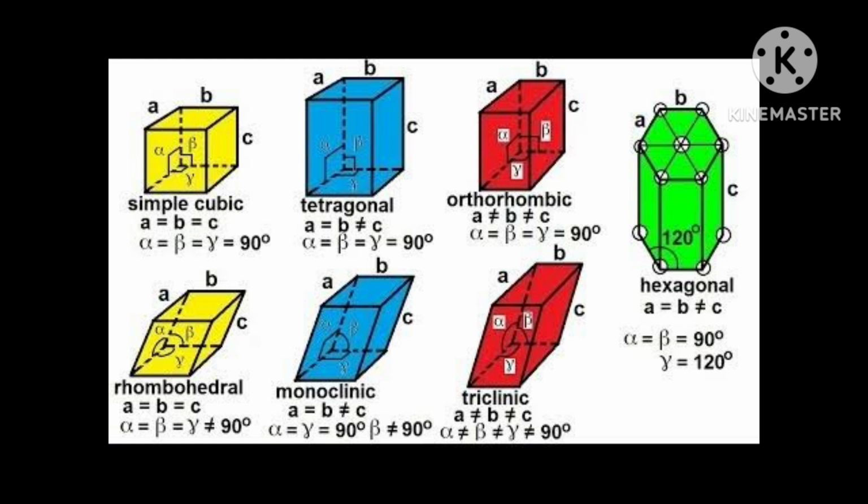Then there are 7 types. First type, already told you, cubic. Second, tetragonal. Third, orthorhombic. Fourth, hexagonal. Fifth, rhombohedral. Sixth, monoclinic, and seventh, triclinic. All are examples, because all corners are occupied by particles. Then 7 structures are there, but all are called primitive unit cell.